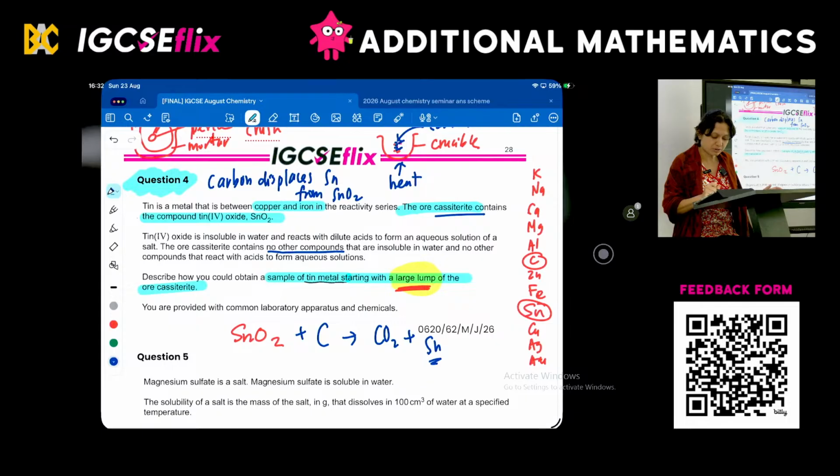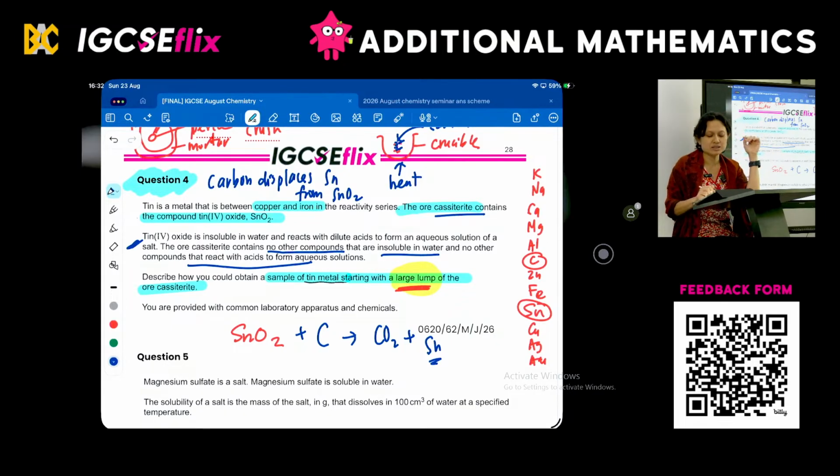It literally says no other compound soluble in water, yeah. And no other that reacts with acid. This is actually telling you that you can use acid if you want, but you don't have to. Okay, the other compounds are probably sand. The sand is not going to react. But you don't have to.